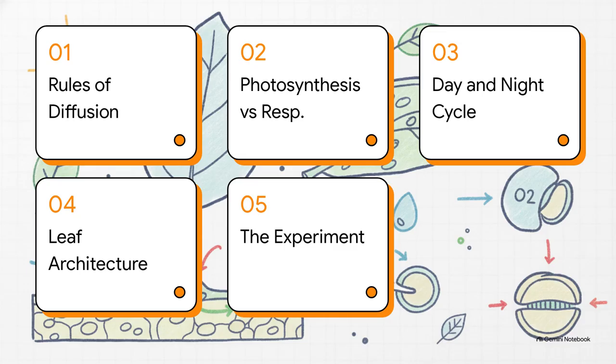We'll start with the basic rules of diffusion. Pit photosynthesis against respiration. Look at how the day and night cycle changes everything. Peek inside a leaf's actual architecture. And finally, look at a real experiment that proves all of this. Let's get right into it.